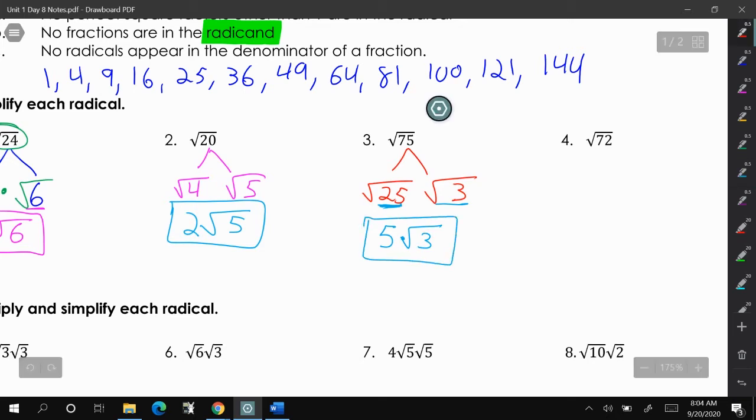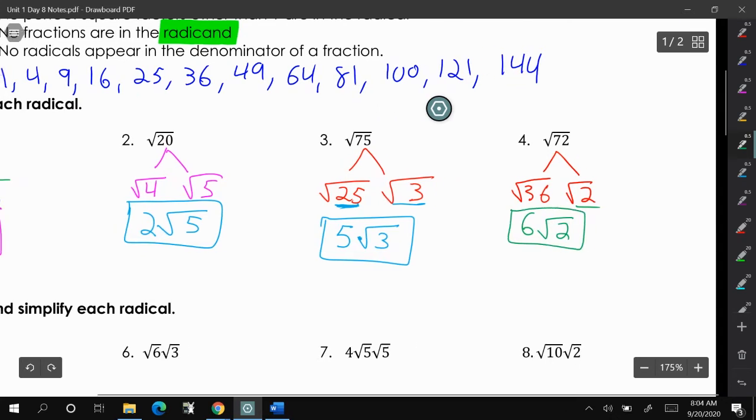Now with number 4, you can break this down a couple ways. You could say, oh, this is 36 and 2. And then say, because the square root of 36 is 6, and then we can't simplify the square root of 2, so we bring that down, and that's our answer.